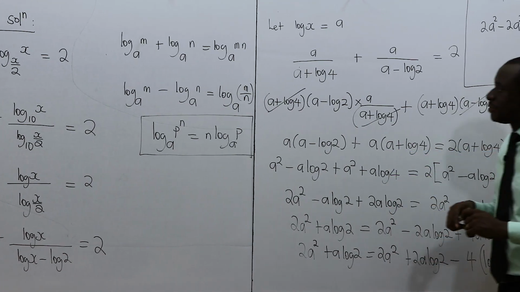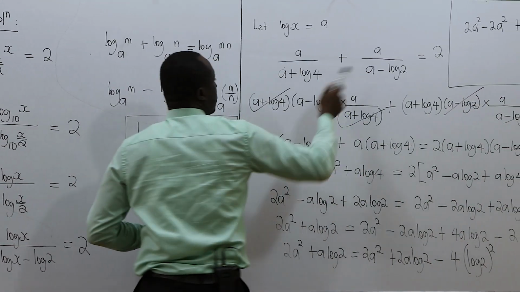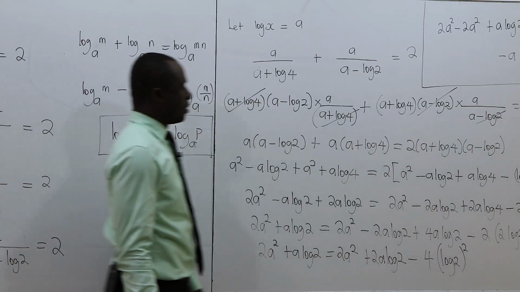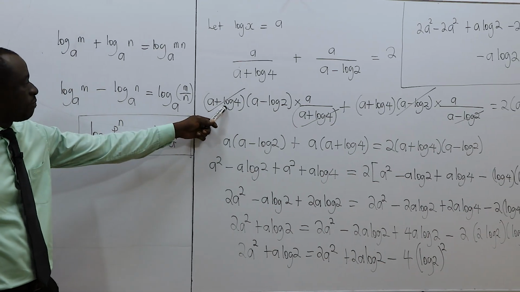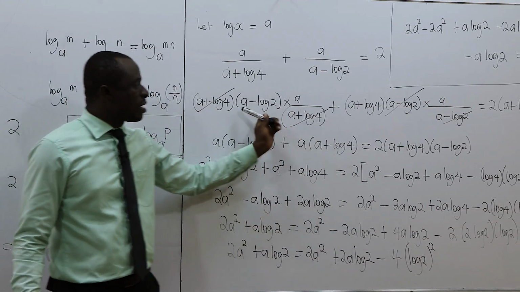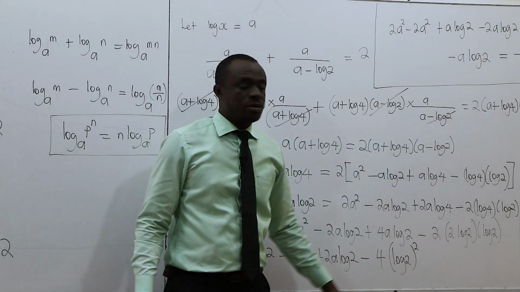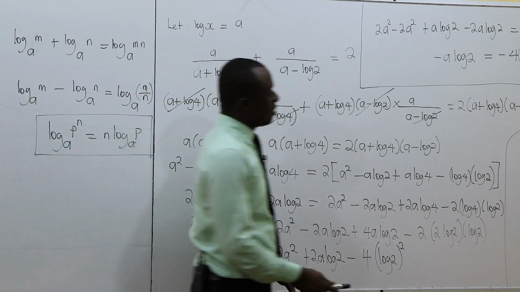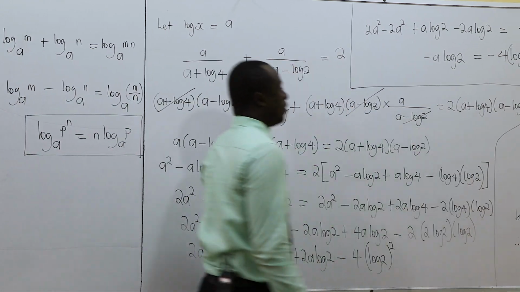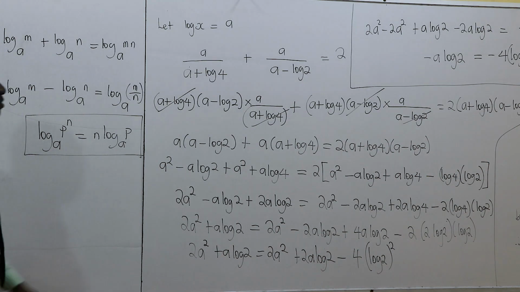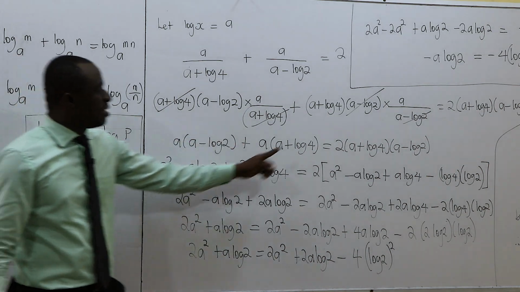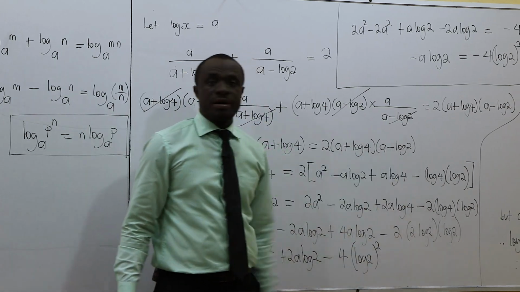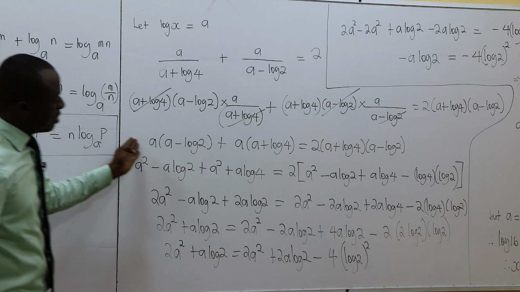What is the LCM? The LCM is (a plus log 4)(a minus log 2). Multiply through with the LCM. When you multiply through, a plus log 4 will cancel out, and a minus log 2 with a minus log 2 will also cancel out. Then the other terms are also multiplied. So we have a times this, plus a times that, equal to 2 times (a plus log 4)(a minus log 2). So that is what we have over here.